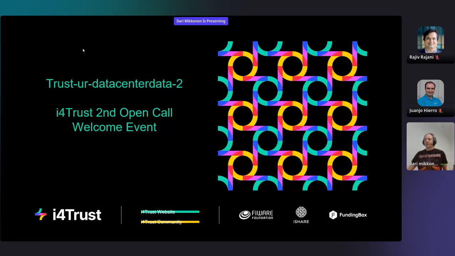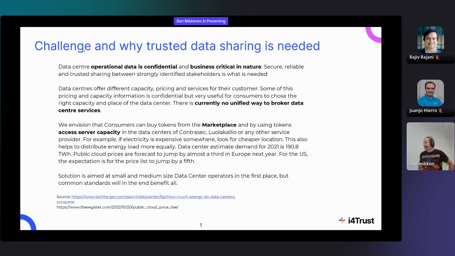Let's go then. So basically, our project name is Trust Your Data Center Data 2. The idea is that we create trust between data centers' metadata. So we decided to divide the challenge into two. Pretty much, the first challenge is that we share the data trustfully between two data centers, so we can experiment with two data centers. The key problem here is that a lot of that data is confidential in nature, so you cannot share it freely. And currently, there doesn't seem to be any unified way to broker data between data center services. So that's something that we want to solve.